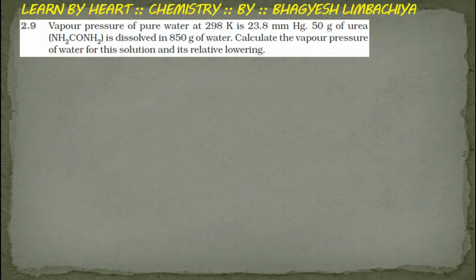Next, the vapor pressure of pure water at 298 Kelvin temperature is 23.8 mmHg. 50 gram of urea is dissolved in 850 gram of water. So calculate the vapor pressure of the solution of water for this solution and its relative lowering. So for that, W2, the mass of solute, is given to you, 50 gram.